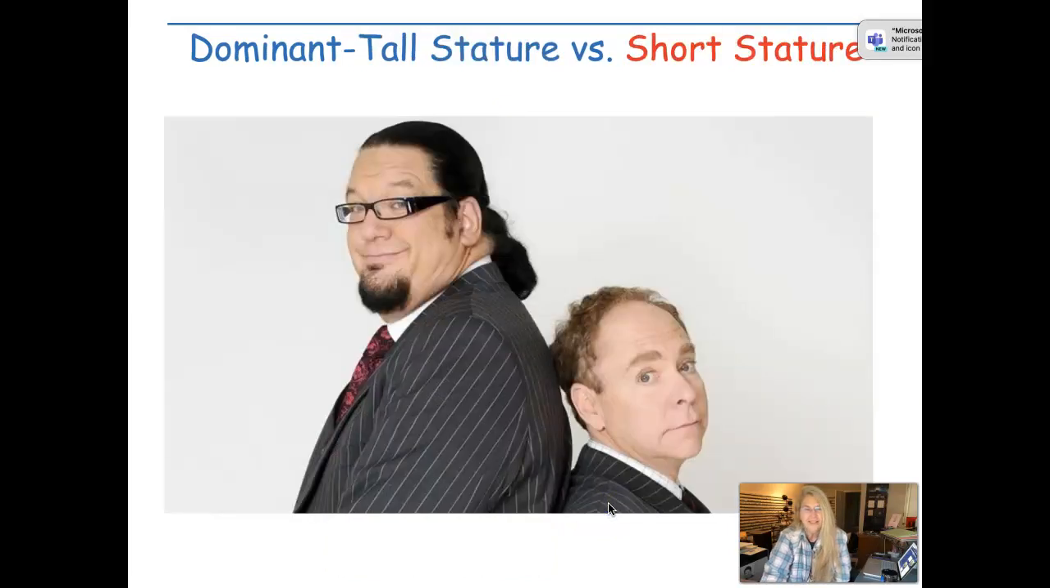Tall versus short. This is Penn and Teller. If you don't know them, they're famous performers that have traveled all over the world and have had TV specials and things.